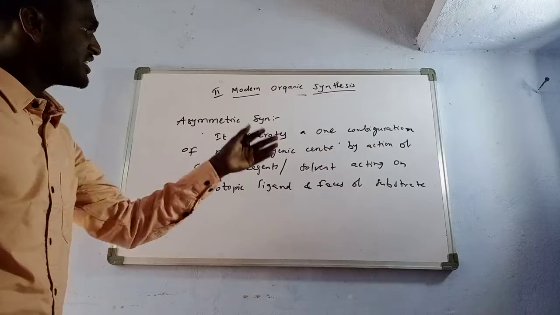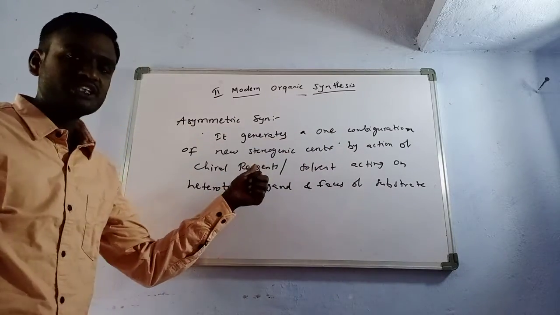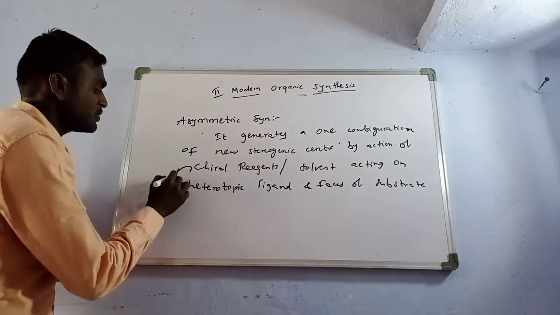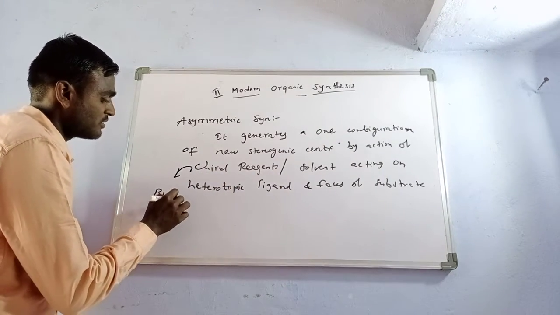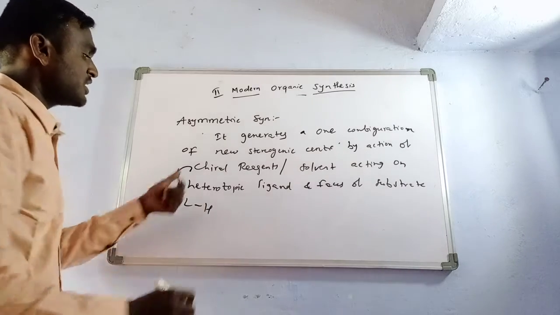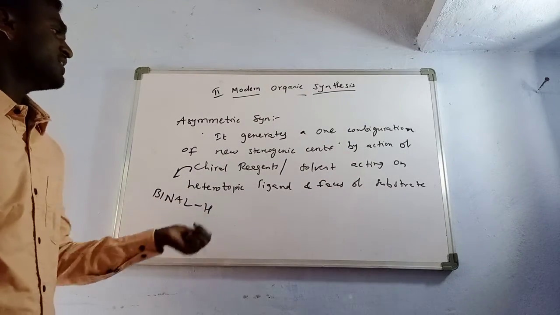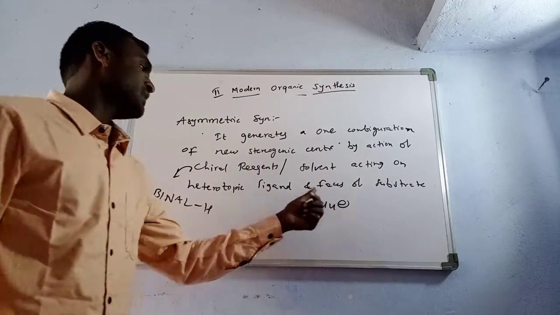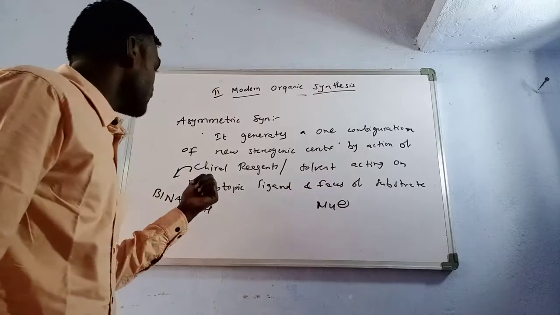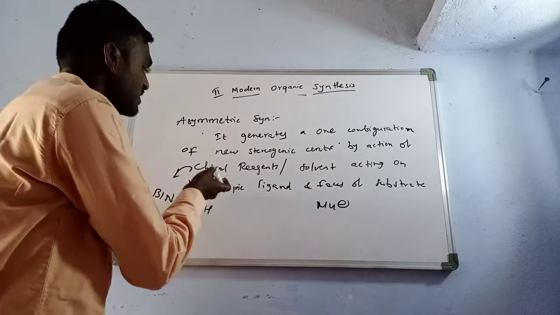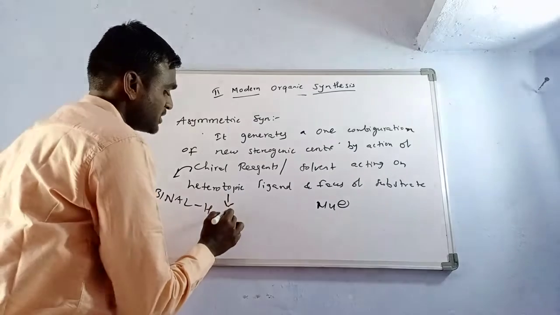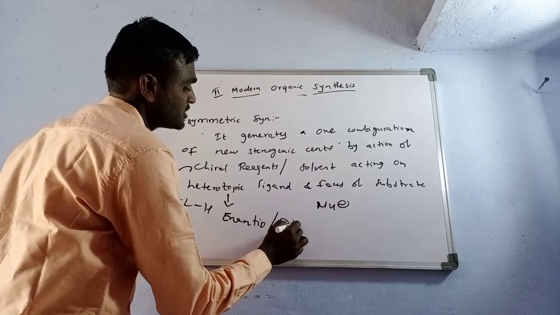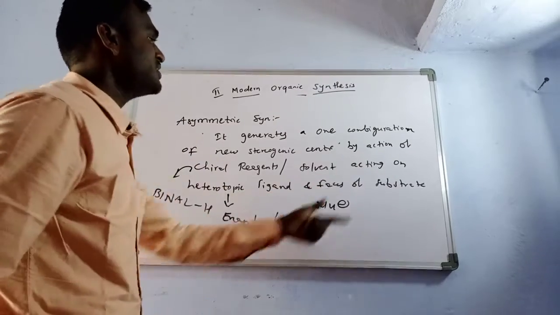A reaction which generates a new configuration of a new stereogenic center by the action of chiral reagents. Let us take for example, the chiral reagent is BINAL-H. This is the generation of the hydride ion and some solvents. There are nucleophiles. By the action of the nucleophile, we can get a new stereogenic center by acting on the heterotopic ligands. Heterotopic is nothing but enantiotopic as well as diastereotopic ligands and faces of the substrate.